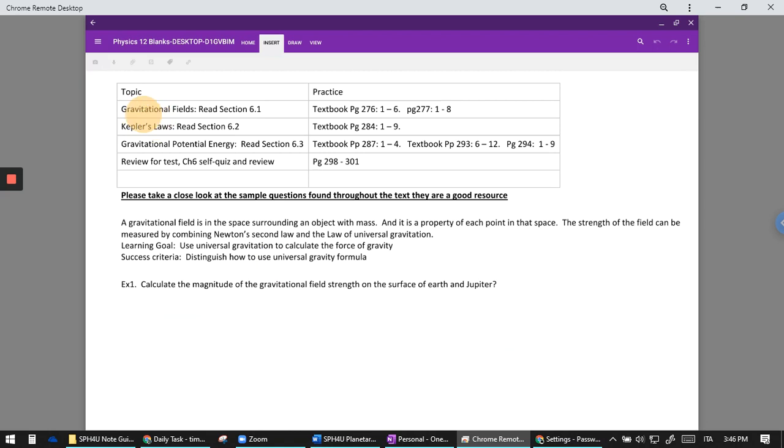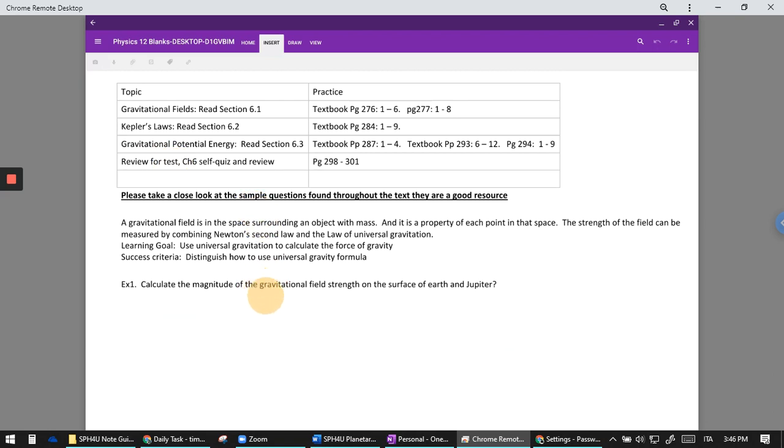And it's gravitational fields, right? Kepler's laws, and gravitational potential energy, okay? The textbook explains those sections here, and you can do some extra practice questions in this location as well.